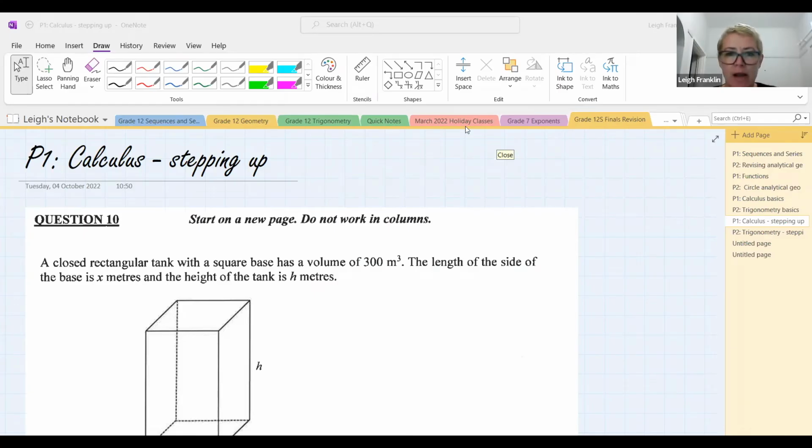Into calculus stepping up today. What I had wanted to do with you was the questions on, they call it a number of different things. They either call it optimization, or sometimes they call it min-max problems. But it's essentially the very last question in calculus, which is often a problem-solving sort of question where they ask us to either maximize or minimize something.